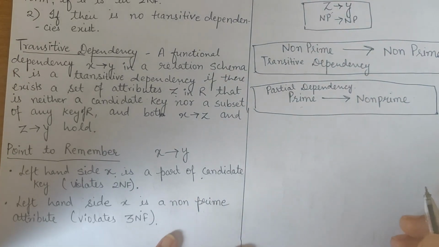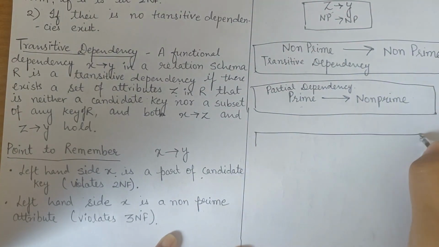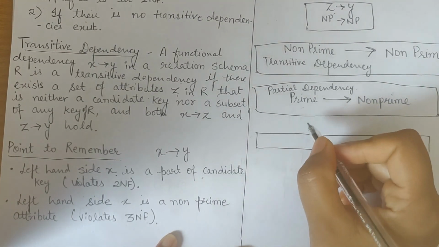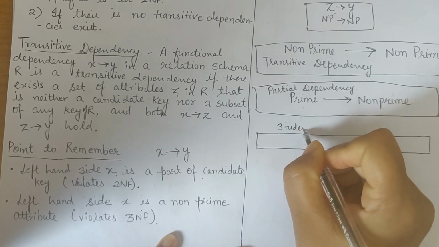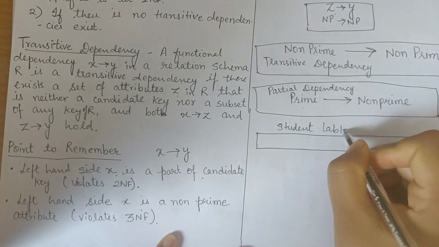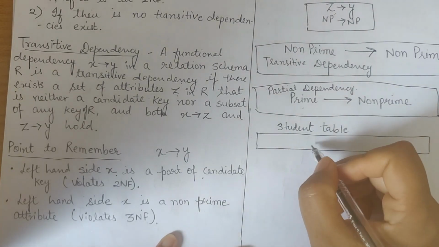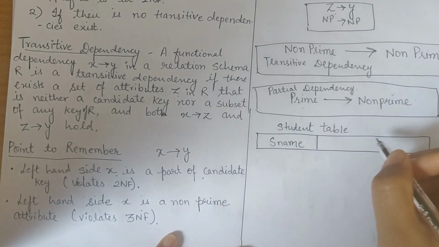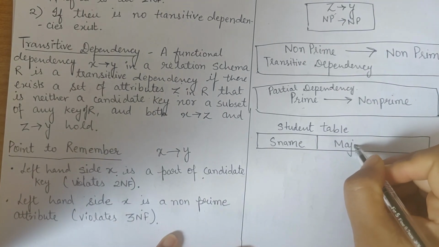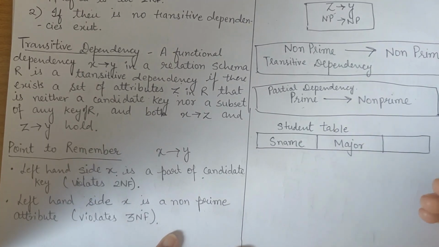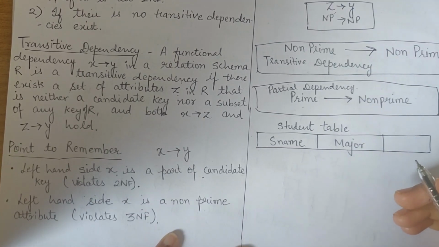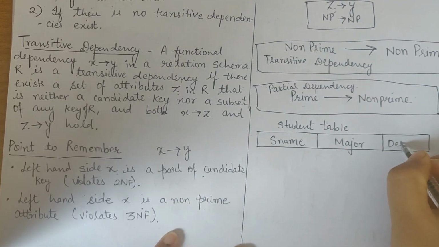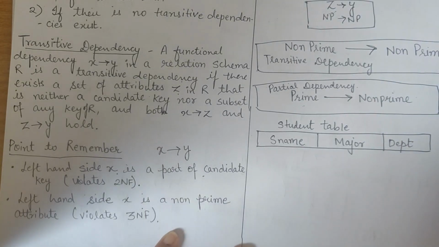to resolve this problem. Now consider a table, or let's say this is a student table. Now for this student table, I am having a student name, I am having the student's major subject. So major means it can be CSC, it can be EEE, ECE. So branch you can say, so major. And we are having the department of this student.